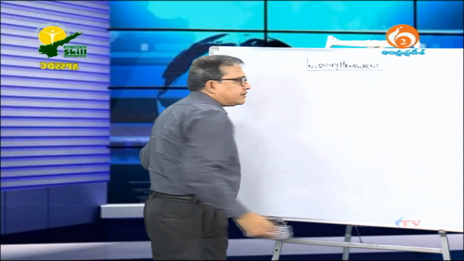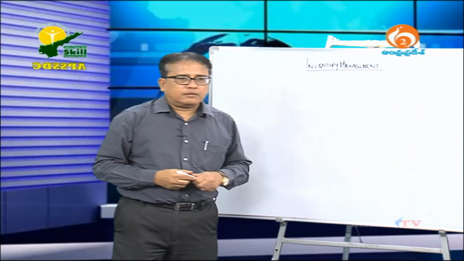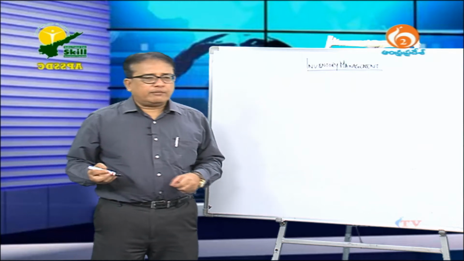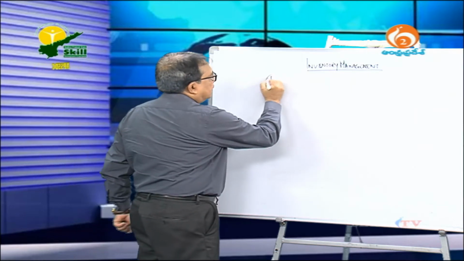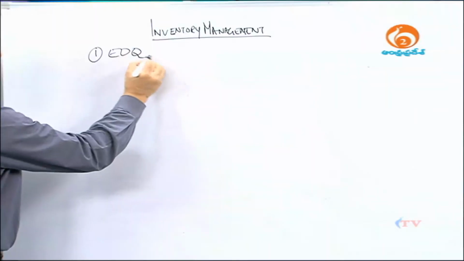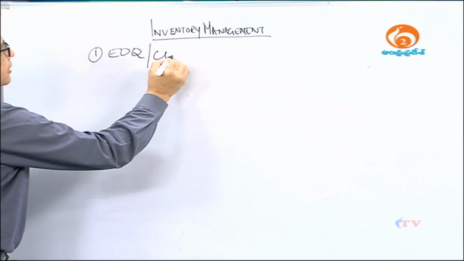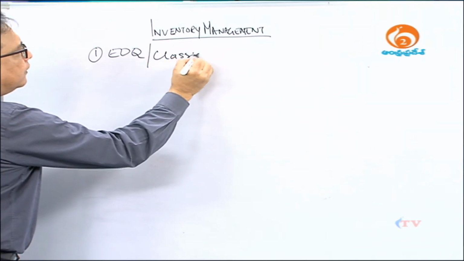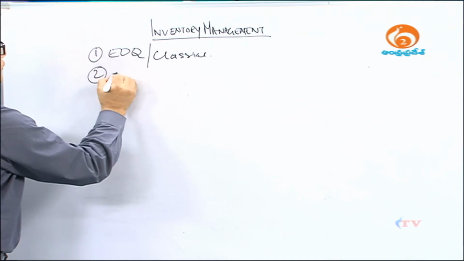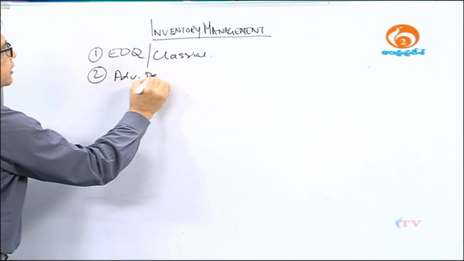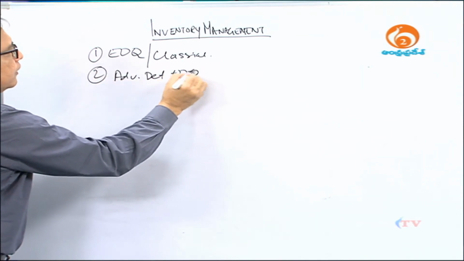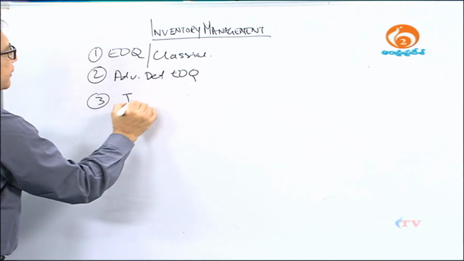We had discussed, we have mentioned, different inventory management models: the EOQ, which is the classical model, then you have the advanced deterministic EOQ model, and you have the time period model.